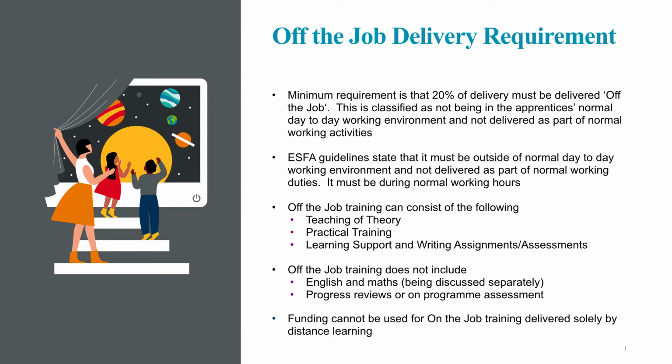As I say in the first bullet point, off the job is classified as not being in the apprentice's normal day-to-day working environment and not delivered as part of normal working activities. So they can be in their normal place of work, just not in their normal environment. From a retail perspective, they can be in the shop, but not necessarily on the shop floor. So somewhere like a canteen or restroom, or within an office or a training facility, if the retail outlet has that facility available to them.